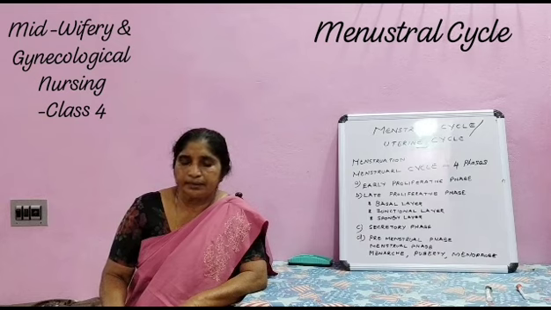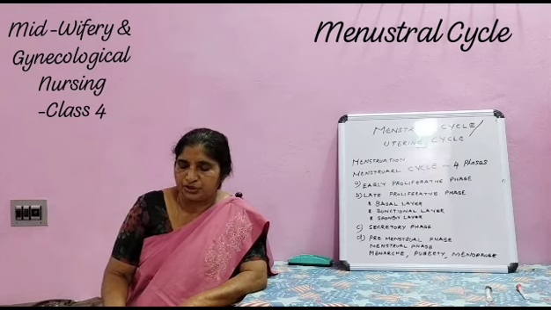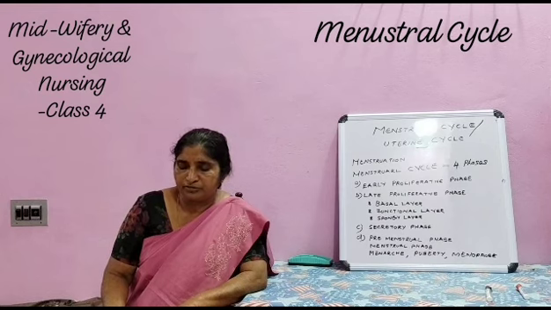Next is menarche, which is the first menstruation, usually at the age of 12 to 13 years. Then the next one is puberty. Puberty refers to the period in life during which the reproductive organs develop and reach maturity. Then menopause is the cessation of menses.